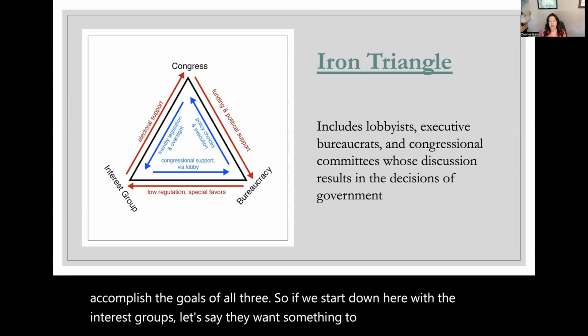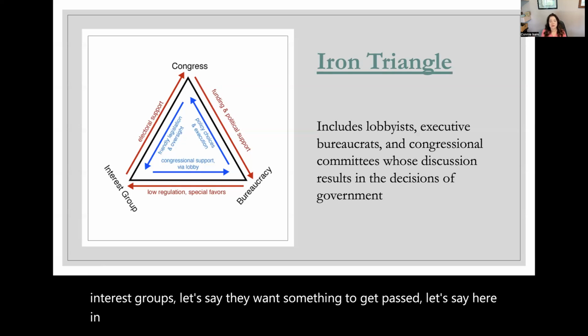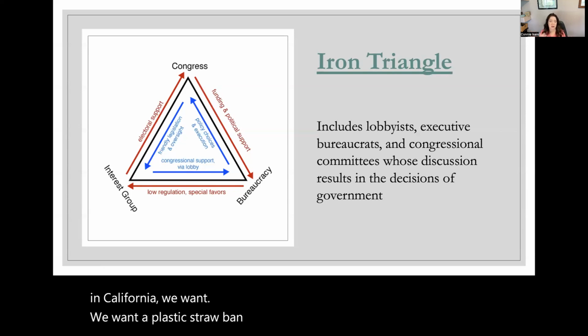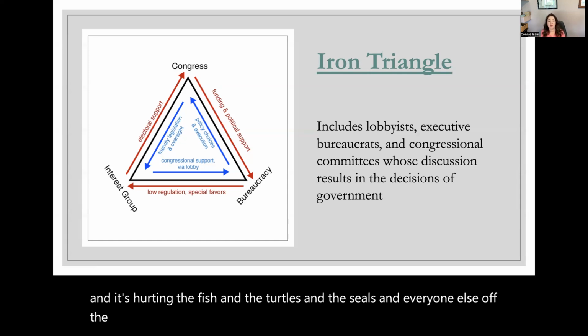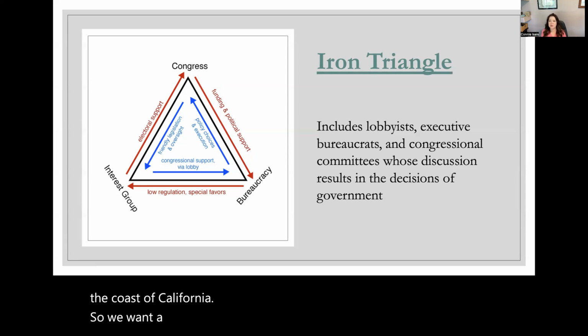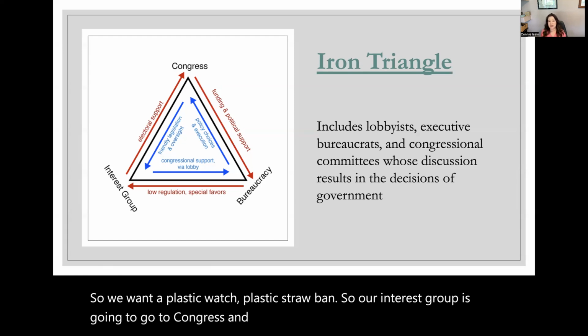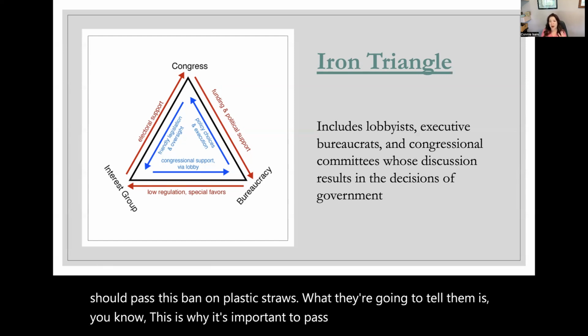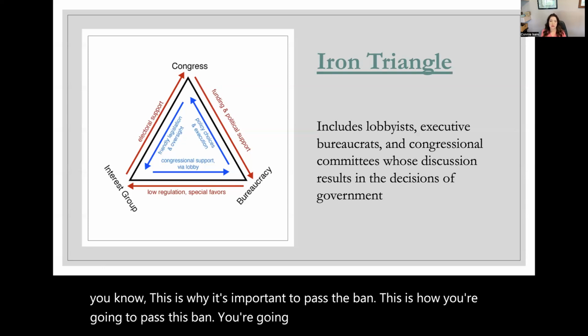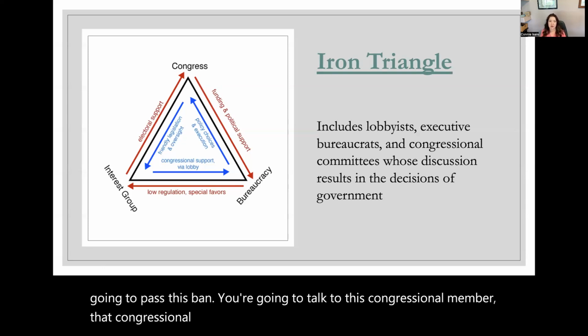So if we start down here with the interest groups, let's say they want something to get passed. Let's say here in California, we want a plastic straw ban because we think it's damaging the oceans and it's hurting the fish and the turtles and the seals and everyone else off the coast of California. So we want a plastic straw ban. So our interest group is going to go to Congress and say, hey, we really think you should pass this ban on plastic straws. They're going to tell them this is why it's important to pass the ban, this is how you're going to pass this ban, you're going to talk to this congressional member, that congressional member. This is how the process works.